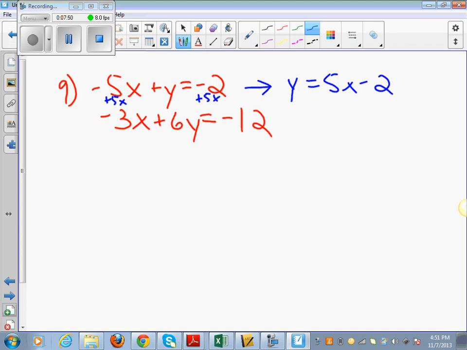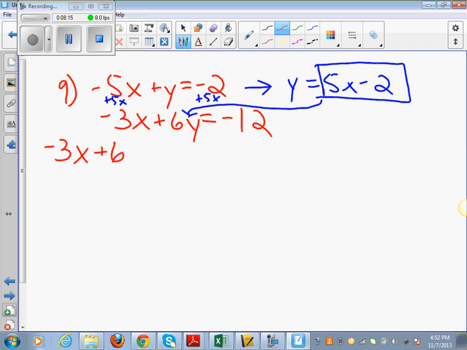So now I have an equation where y is something else. So I can substitute, if y is equal to 5x minus 2, I can substitute the 5x minus 2 and put it in where y is in our second equation. So if I rewrite the second equation, I'm going to have negative 3x plus 6, and instead of times y, I'm going to replace y with 5x minus 2 equals negative 12.